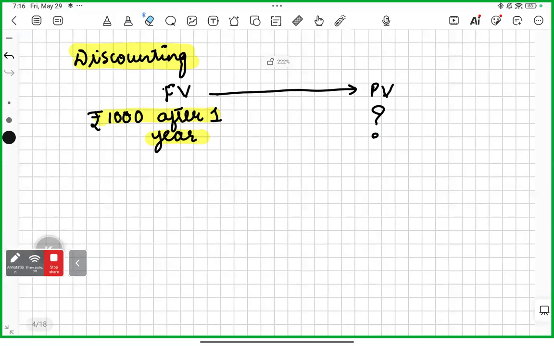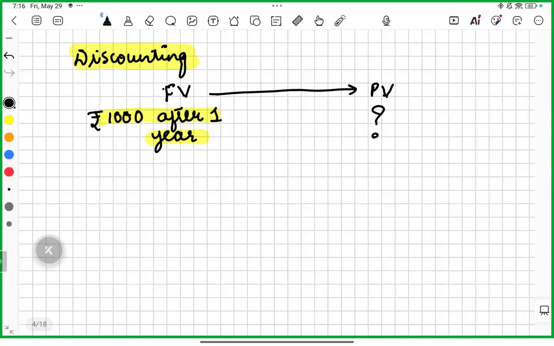Now the next important technique is discounting. In discounting, what we are given is future value and what we need to find out is present value. So suppose I tell you, I will give you 1000 rupees after 1 year and you are supposed to find out what is the present value of this 1000 after 1 year. Or let us say you are supposed to receive 5000 rupees after 5 years. What is its present value?